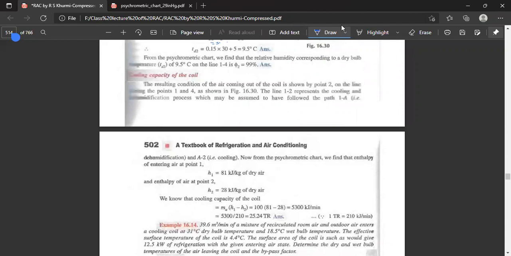Now the cooling capacity of the coil is m_a times (H_1 minus H_2), where m_a is the mass of the air flowing in, multiplied by H_1, which is 85, minus H_2, which is 28. This becomes 5700 kilojoule per minute, which is about 25.24 TR.